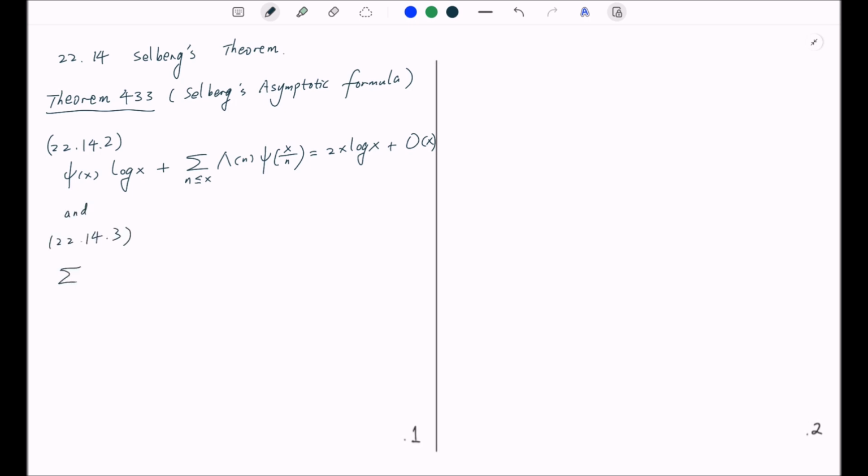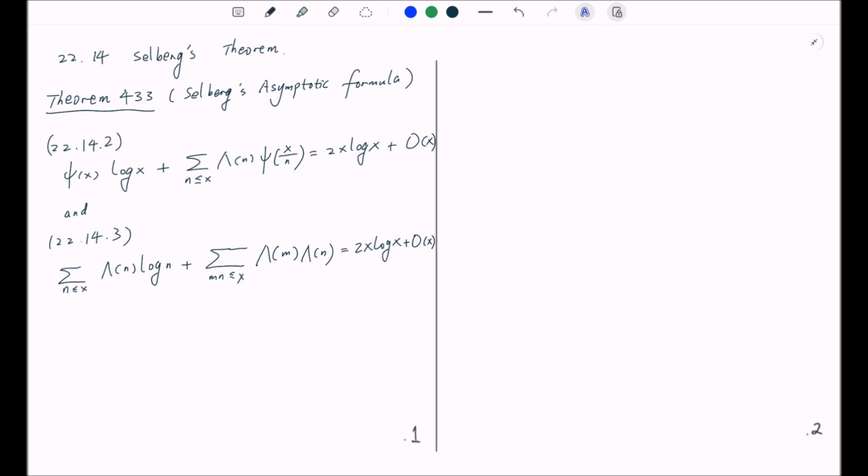the summation for n less than or equal to x of lambda of n times log of n plus the summation for all positive integers m, n whose product is less than or equal to x of lambda of m times lambda of n is equal to the same right hand side, 2x times log of x plus big O of x.